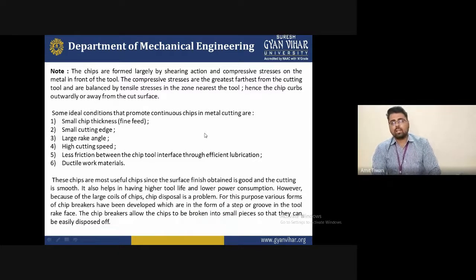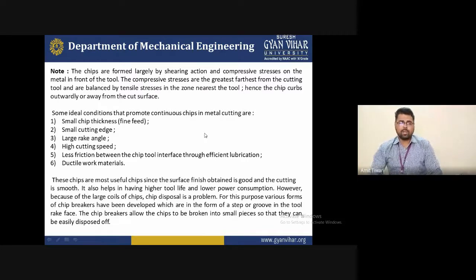Obviously, the compressive stresses are greatest nearest the cutting tool and are balanced by the tensile strength in the zone nearest the tool. Hence, the chip curves outward from the cutting surface. So this is achieved by giving compressive stresses on the metal in front of the tool, and the shearing action will plastically convert this zone into the chip formation.